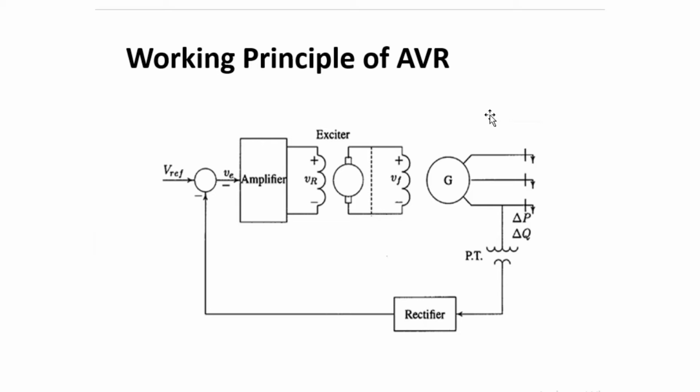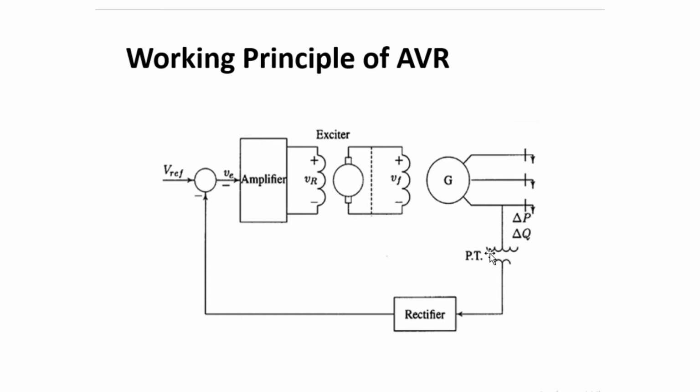In this control technique, students, first the voltage magnitude is sensed by the potential transformer, because whenever the load increases or decreases, the terminal voltage is affected by the increase or decrease of the load. So first we will consider the case where the load is increasing, so the terminal voltage will decrease. This voltage magnitude is sensed by the potential transformer.